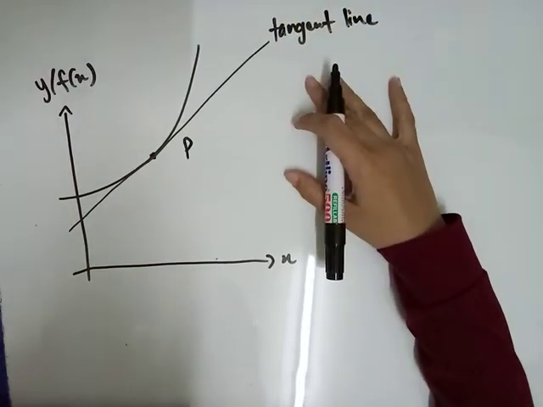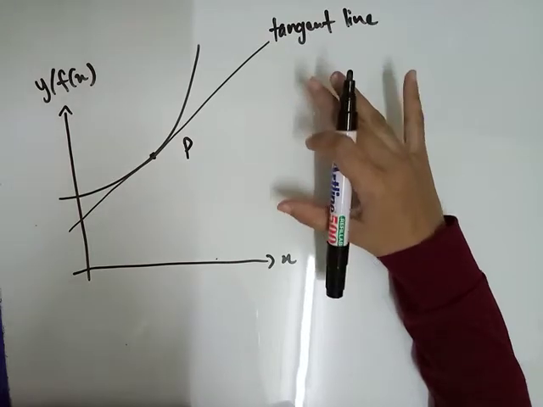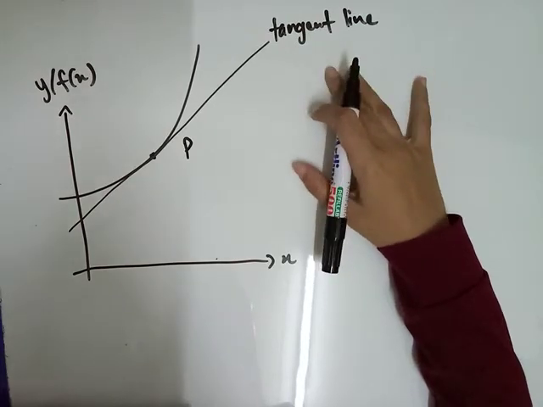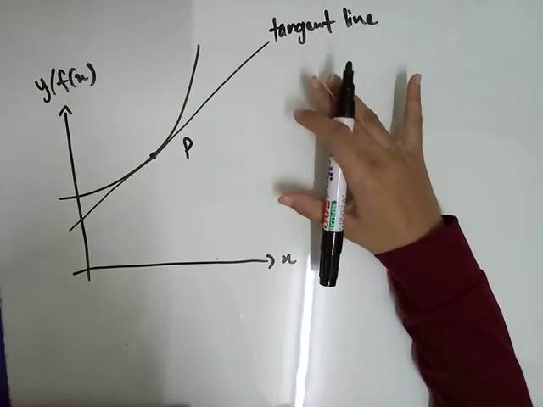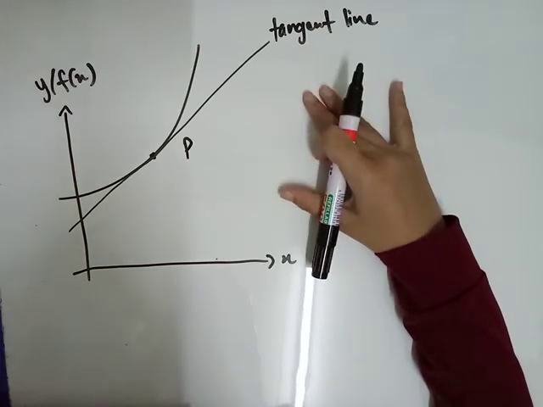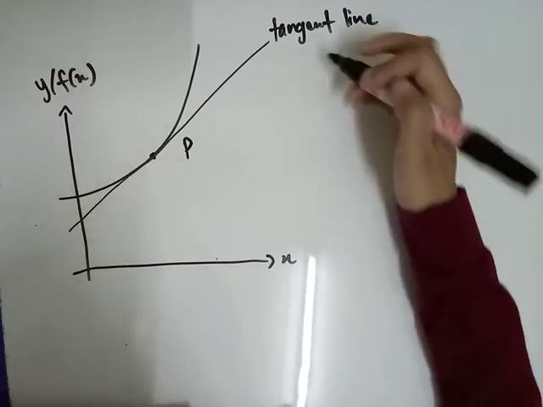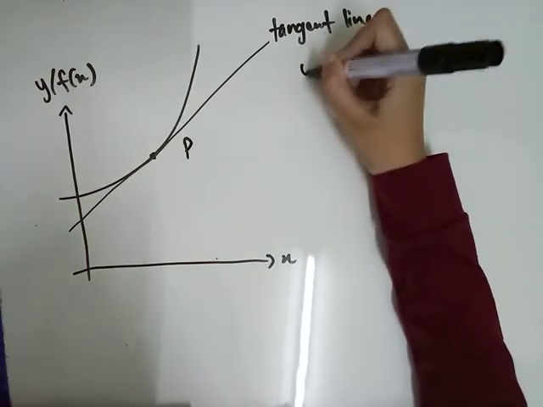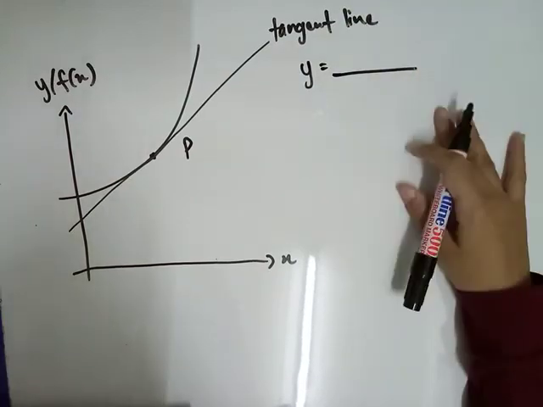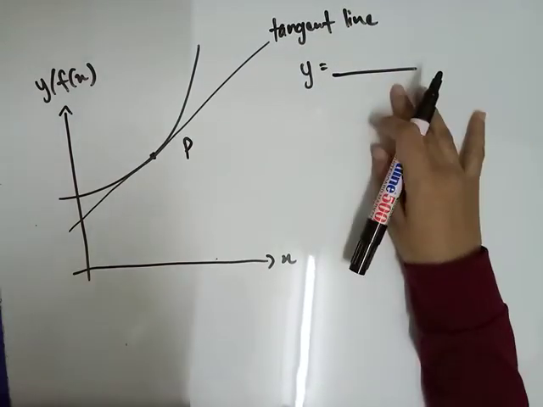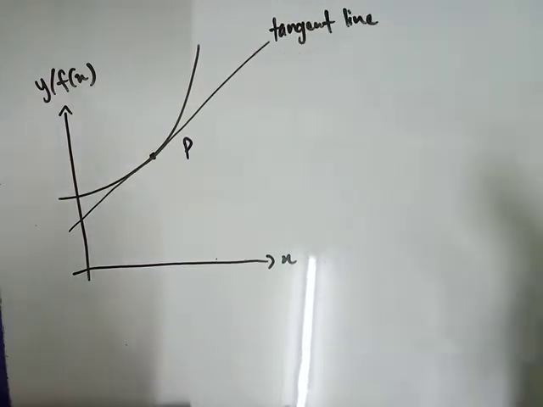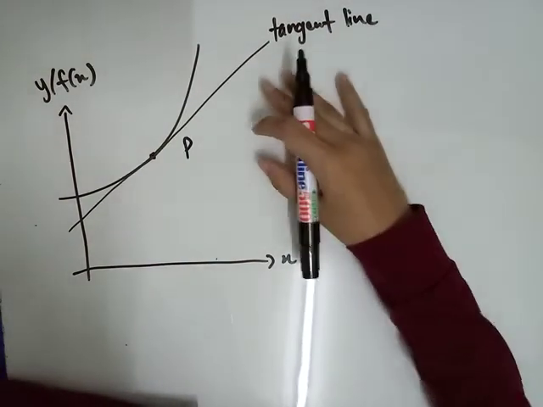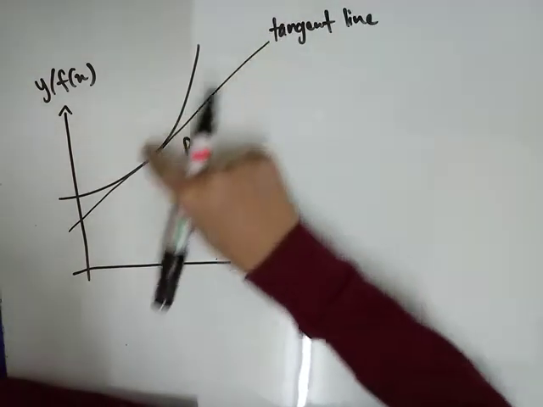Okay, before this, we only found the gradient of the tangent line. But now, we have to find the equation of the tangent line. That means we need to find y equals to something. So, how to find the equation of the tangent line is by using the equation of the curve.